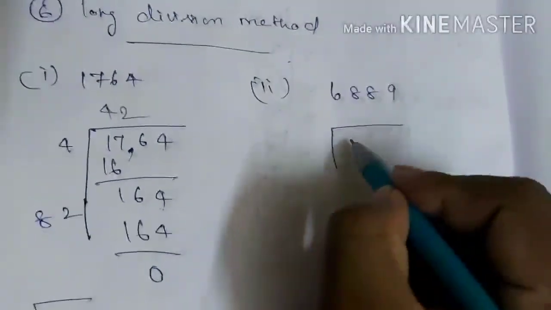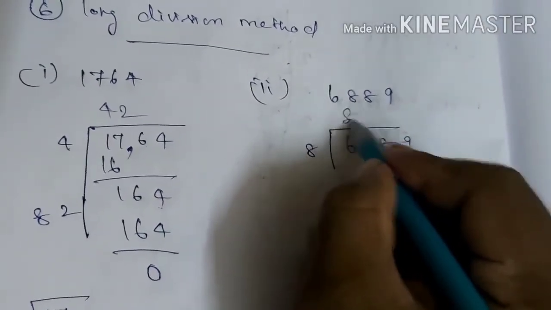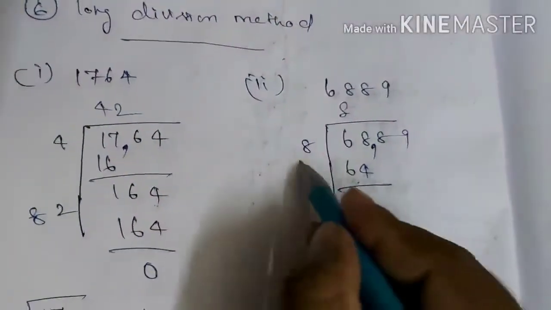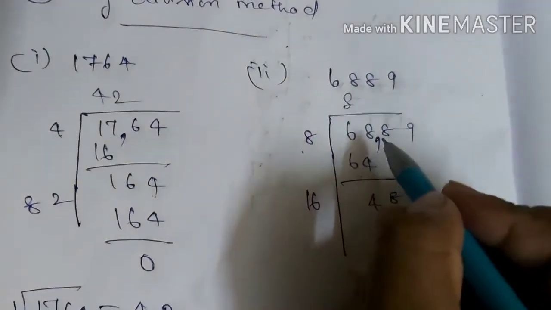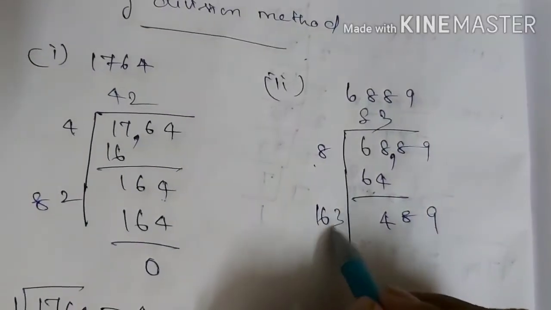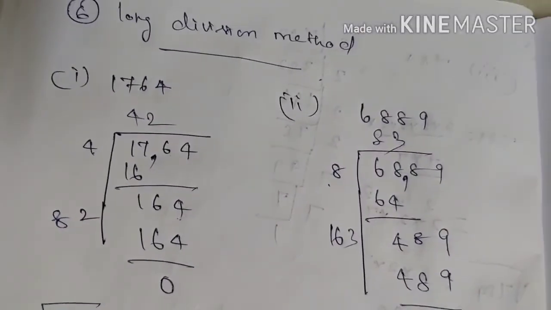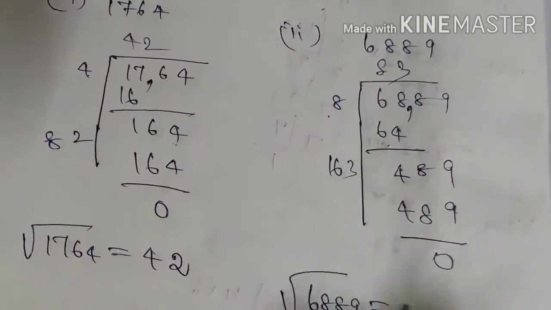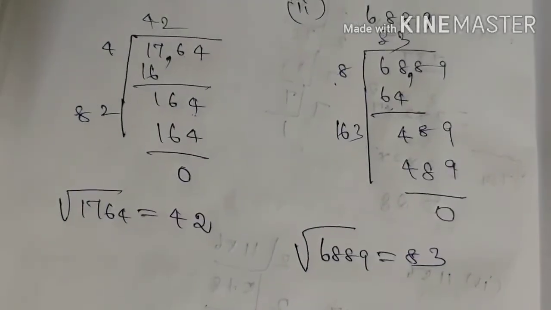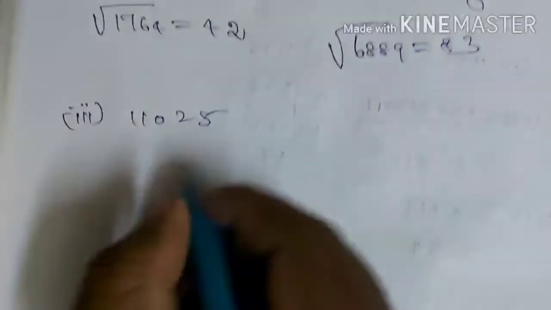Second sum, 6889. The same, segregate two numbers. In 68, 8 times only, 8 8s are 64. Remaining value 4. 8 multiply 2 times 16, blank value. So in 489 coming is definitely 3 or 7. So I put 3. 3 times 163 is 489. Remaining value is 0. So square root of 6889 equals 83.